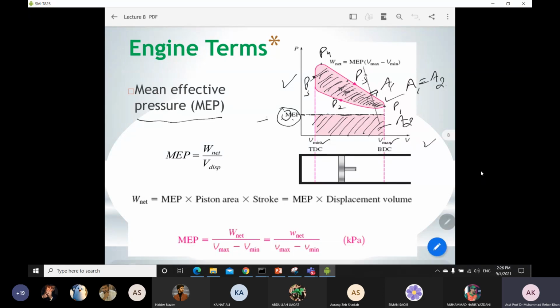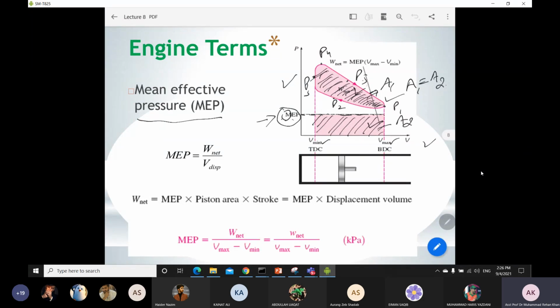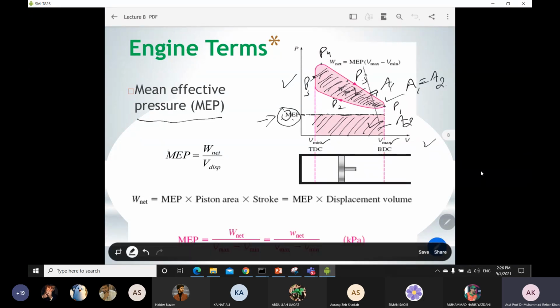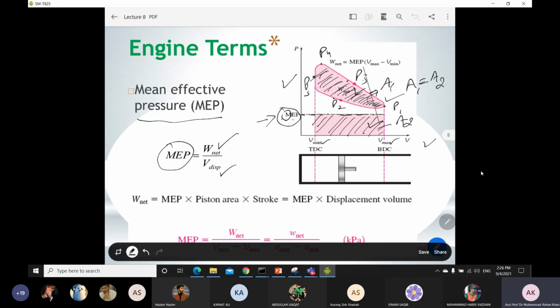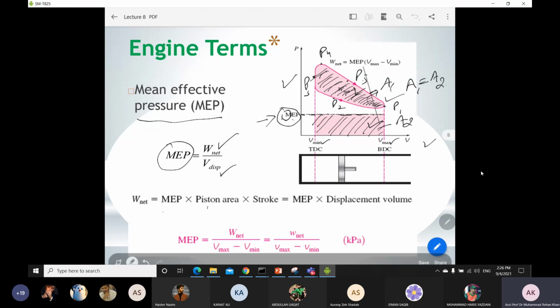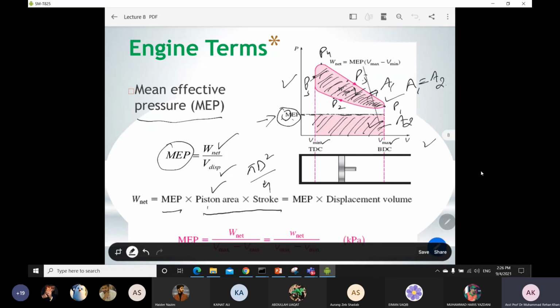Okay, and this is an imaginary pressure. It is not a real pressure, but we still get a better understanding because it is very easy to find the area under this line rather than the area under this curve. So for mean effective pressure, if we develop an equation, it will be W net over volume displaced, where volume displaced is the volume between BDC and TDC. Then it equals mean effective pressure times piston area times stroke. Piston area, as I already told you, you can calculate from the bore length. It will be given in your question, or otherwise you can easily find it from this relation.